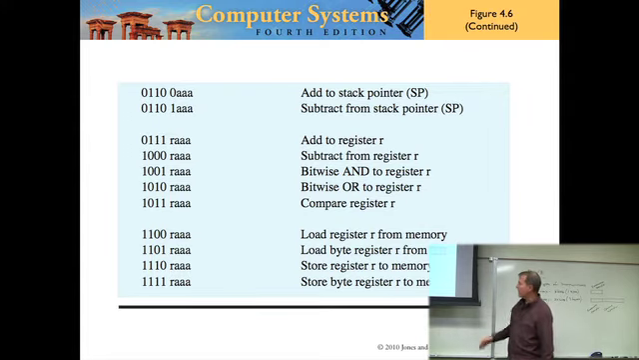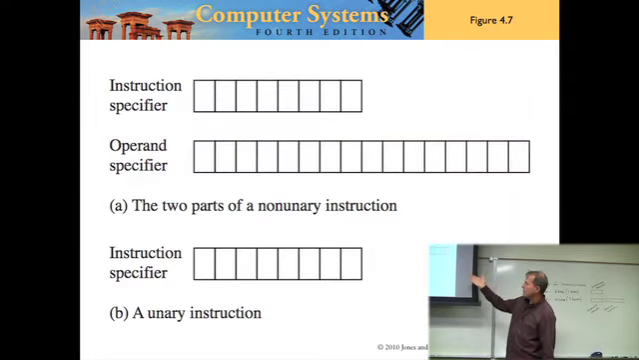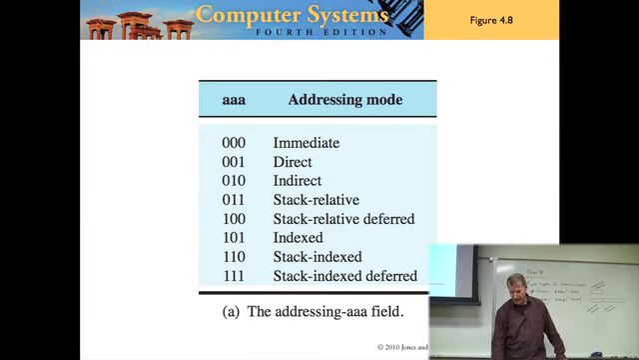So here is a picture of what I already drew on the board, figure 4.7. The two kinds of instructions. A non-unary instruction has an instruction specifier and an operand specifier, whereas a unary instruction has just an instruction specifier. And now what we're going to do is learn what these AAA fields are. A stands for addressing. There's 8 combinations of 3 bits. And here's a table, figure 4.8. It shows the addressing AAA field.